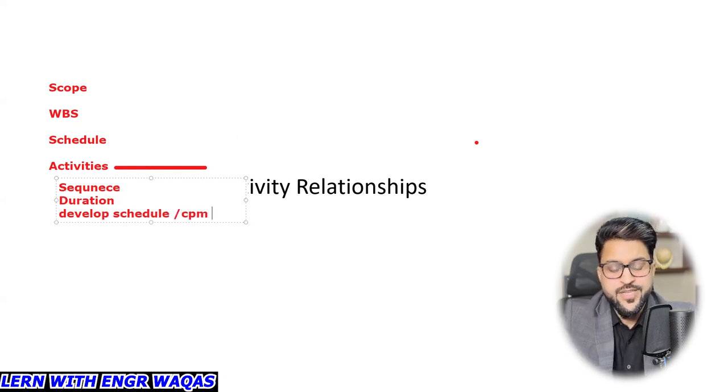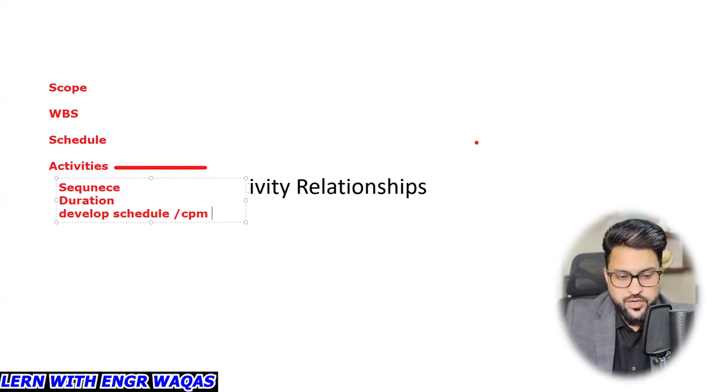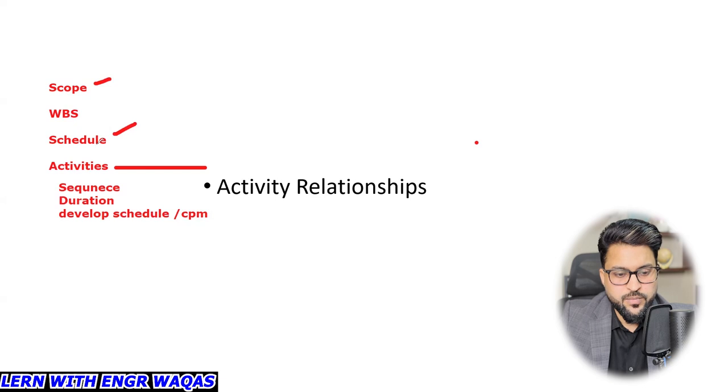So this sequence is very important, whether you are working in the EPC industry or the shutdown industry. So I hope it will be understandable. Scope management, this is schedule management. Under schedule management, this is the define activities process, this is sequence of activities, this is duration estimate, and develop schedule. So, activity relationships.